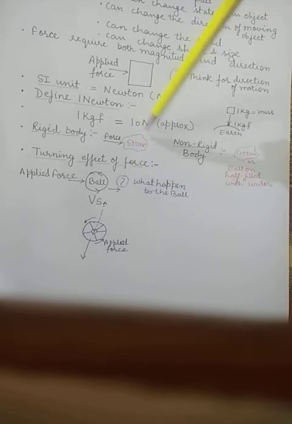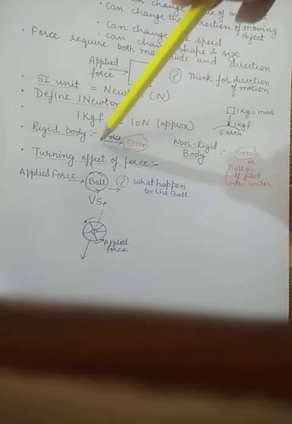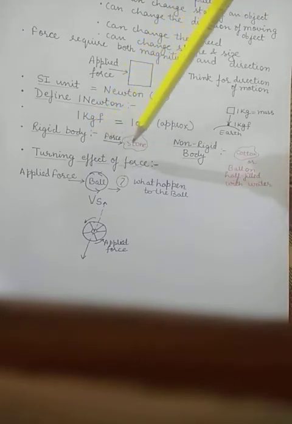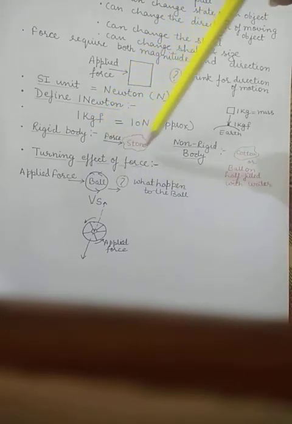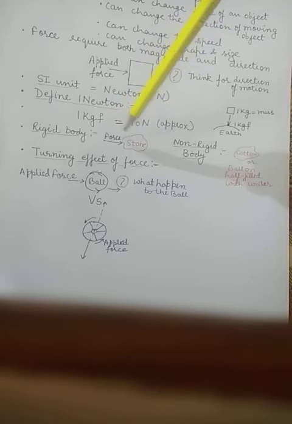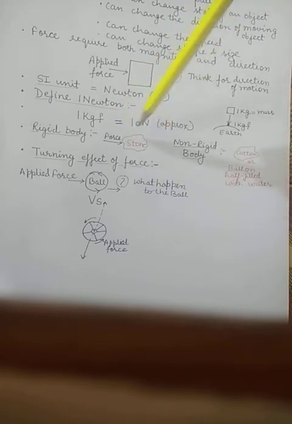For example, I have a stone, a heavy stone, and force is applied on it. On applying the force, do you think the particles of the stone will move with different speed and in different direction? No movement or no change in the shape of this stone will occur. So, such bodies are called rigid bodies.